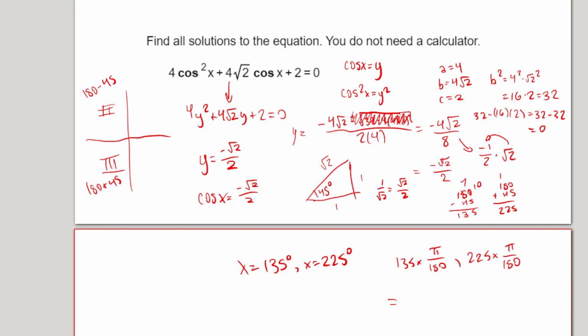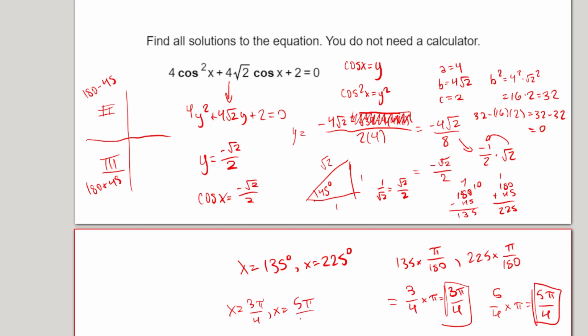So 135 divided by 180 is going to be 0.5 or 3/4 times pi. So 3 pi over 4, which is one solution. And then 225 times pi over 180, which will be 5 over 4 times pi, which will give us our other solution, which is 5 pi over 4. There we go. So our solutions are when x is equal to 3 pi over 4 and when x is equal to 5 pi over 4.